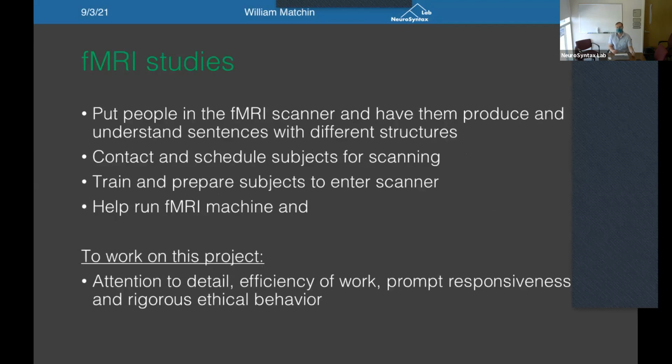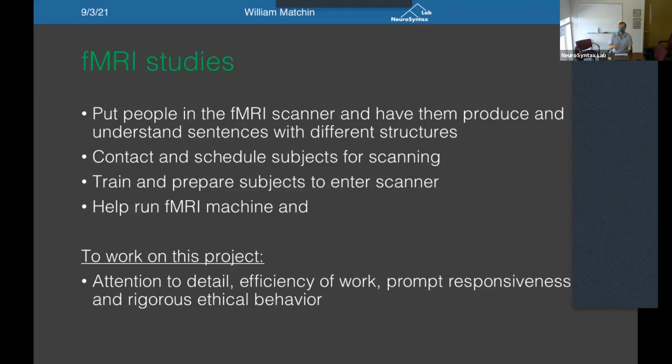With the fMRI studies, we're still developing these, but these would basically involve, if you were involved with that, you could help us run the task at the scanner, right? So we have to install them into the scanner, prepare them, have them fill out some forms.